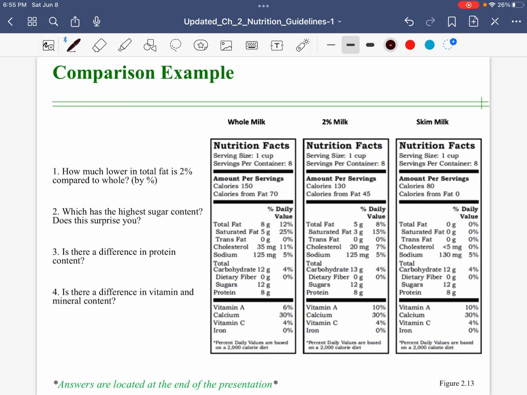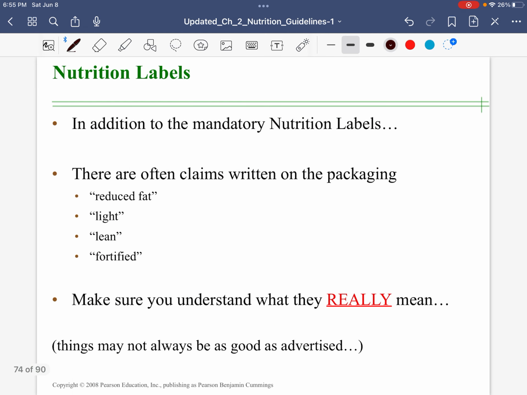More examples. Here we have a comparison of whole to 2% to skim milk. These are old labels. They don't have the calories in the big font, but it still gives us an example of how we can compare. You might be surprised. Of course, these values are based off of 2% fat. Skim has no fat. So a lot of the differences will be in total grams of fat. But is the sugar content different? Is the protein, is the vitamin and mineral content different? Answer these questions as practice and then come back to me at the end.